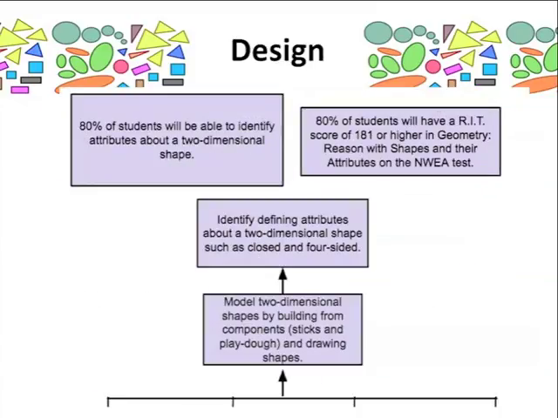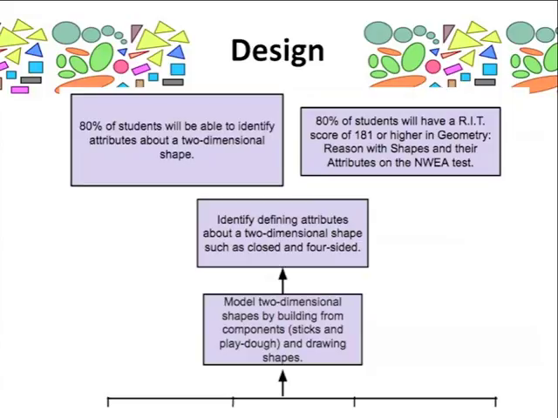My design and my map started with what I want the students to come out with. And that was having 80% of students being able to identify attributes about a two-dimensional shape, which thus would show 80% of students having that RIT score of 181 or higher in geometry. So having those set as the outcome, I could go back from there to figure out what objectives I needed and what standards I needed to cover. So identifying and defining attributes about a two-dimensional shape is what I want students to come away with.